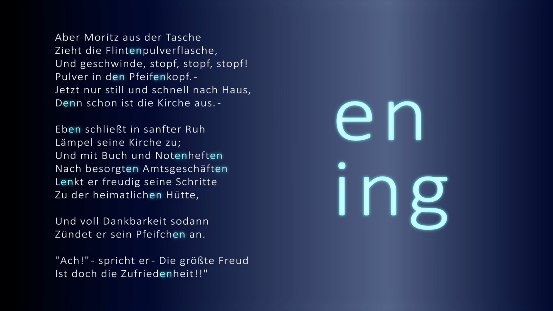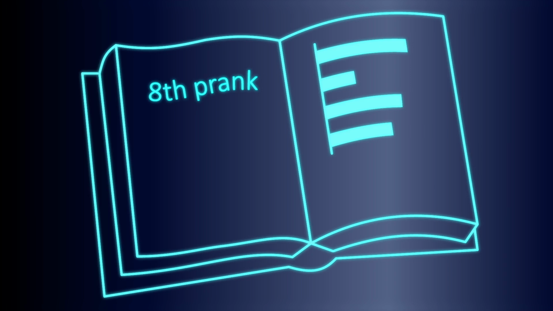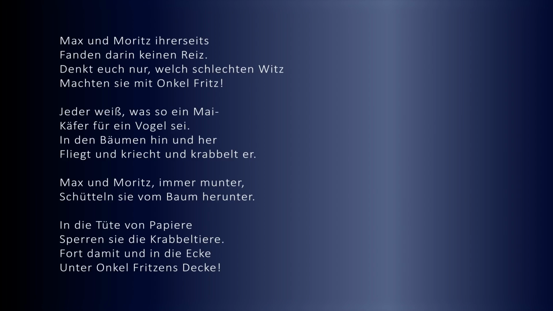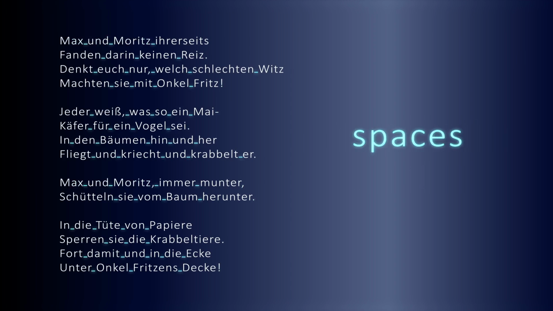This information already provides a benchmark for a pre-framework of our new 8th prank of Max and Moritz. By knowing different frequencies, we can easily calculate, for instance, the average number of words per prank, per section, and per line. That's why a line in our new prank is going to have around 5 to 6 words, for example. However, our untrained AI also looks for word groups that often appear together in the same sequence order, such as Max und Moritz, or punctuation marks and spaces.